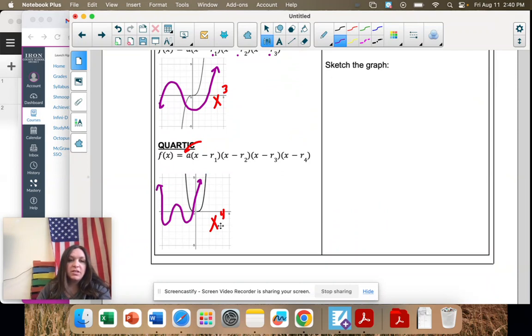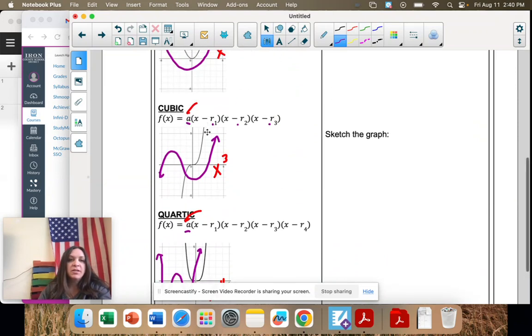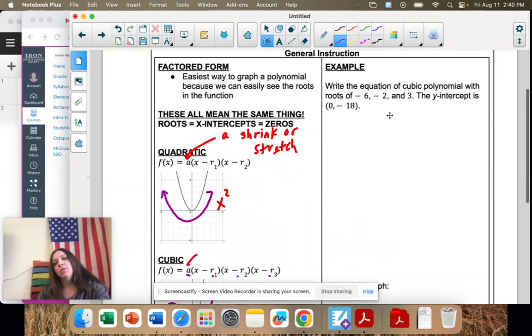So these are just the parent functions, but remember when we add the leading coefficient, things change. So we're going to do an example. Write the equation of a cubic polynomial, so that means to the third power, degree 3, with roots -6, -2, and +3. And then we're given a y-intercept, and I'm going to show you why.